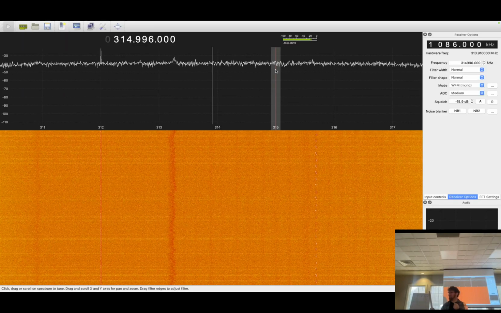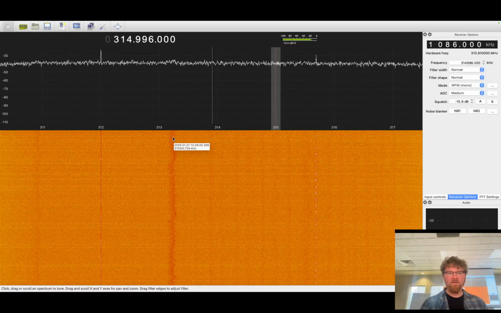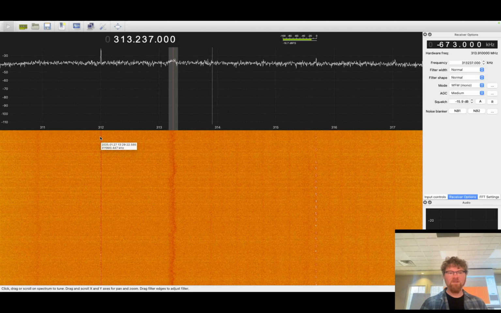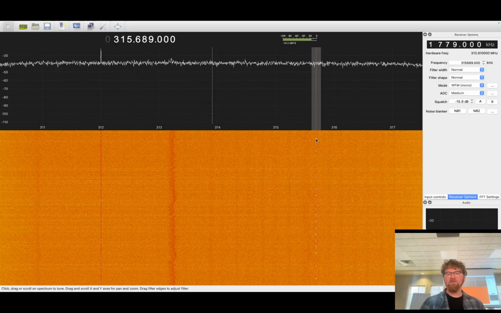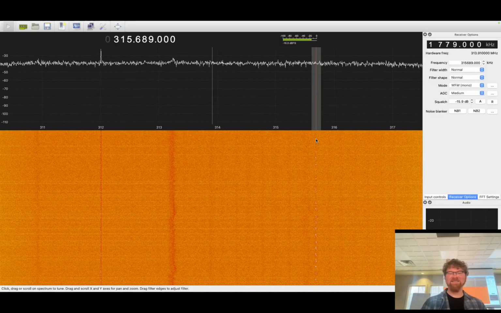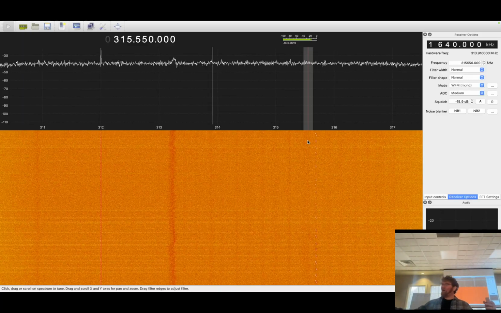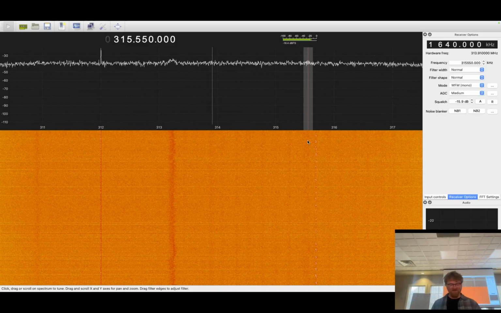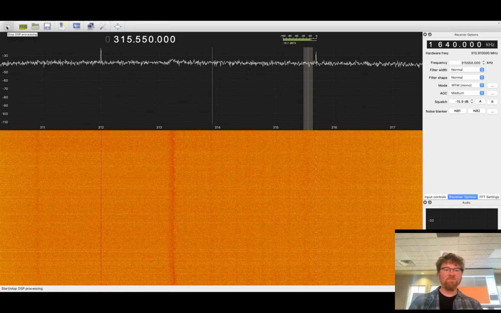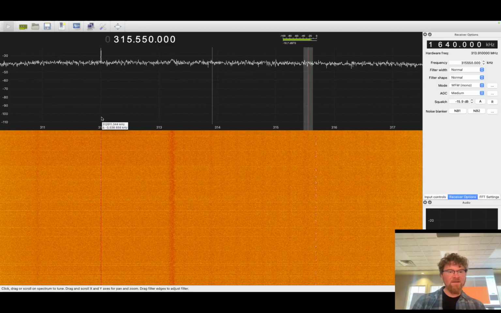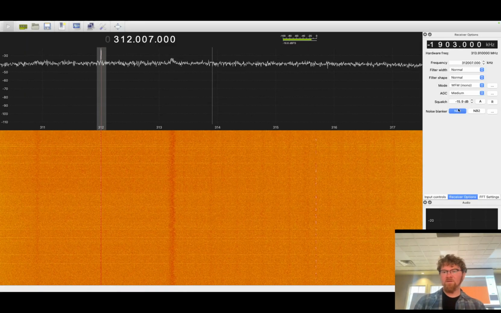What's the one near 313? Near the darker area, it looks like. Let's see. Yeah, I don't know what that is. But there's all kinds of stuff around you. There's that signal again. I don't know. But it's kind of crazy. All this stuff is always going on around us, right? Pretty wild. 312. Yeah, I don't know what that is.